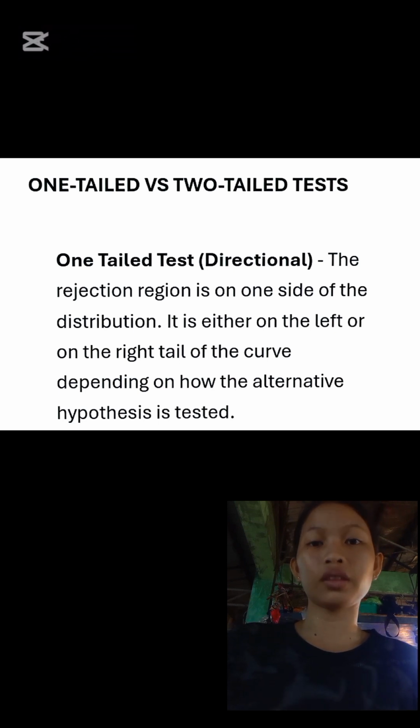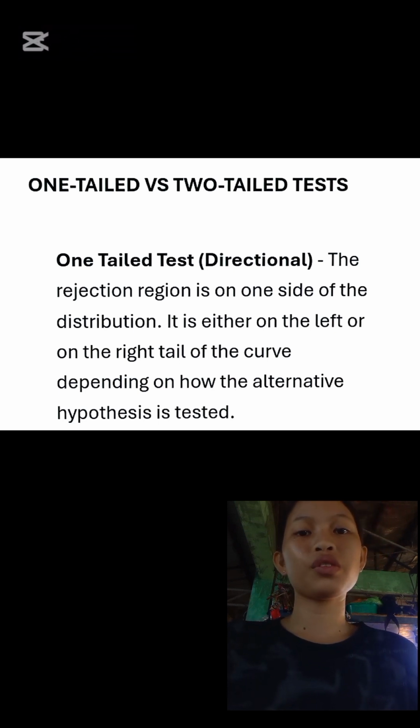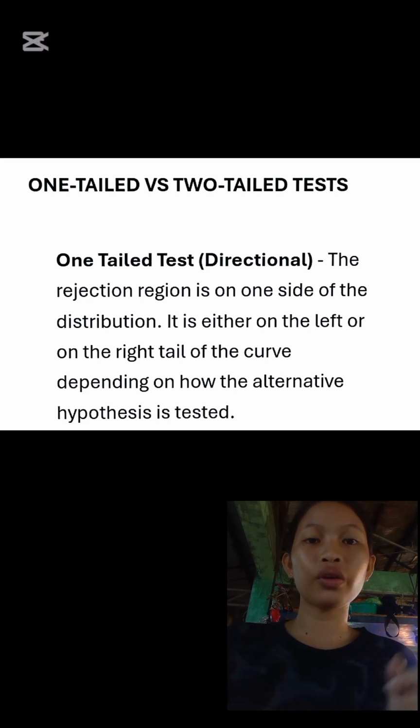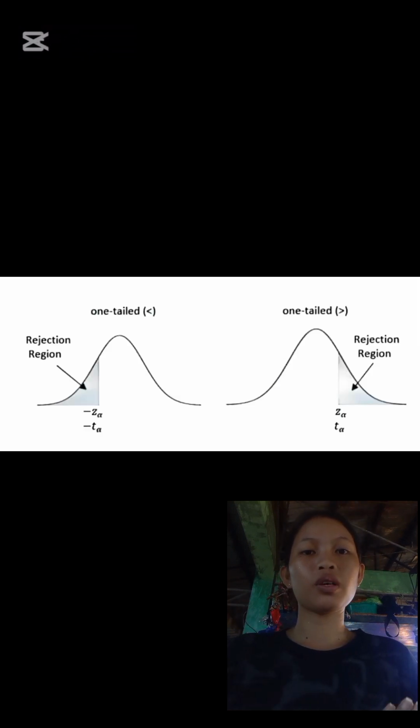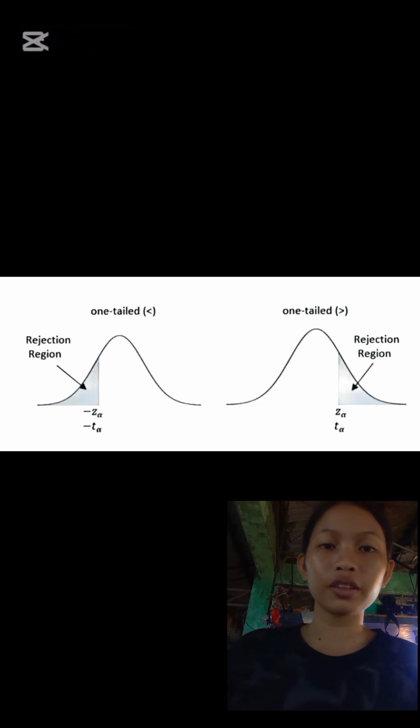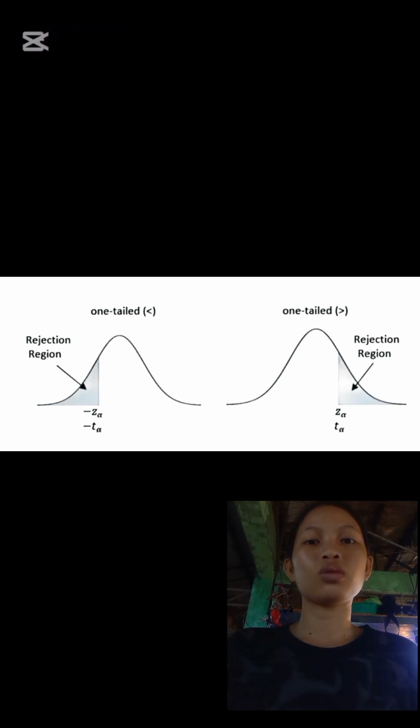Meaning, in the normal curve, its rejection region is either on the right or on the left. So for example, when the symbol in your alternative hypothesis is less than, the rejection region is on the left side of the curve. But if the symbol in your alternative hypothesis is greater than, the rejection region is on the right side. So that is the directional test. So, again, this is a one-tailed test.